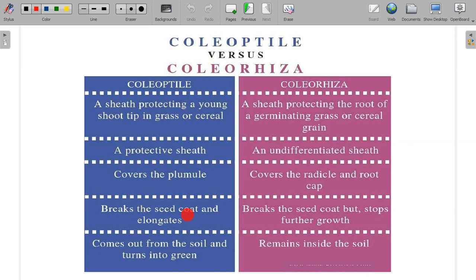The coleoptile breaks the seed coat and elongates, and when it comes out of the soil it turns green. But the coleorhiza breaks the seed coat and then stops further growth, and it will remain inside the soil.